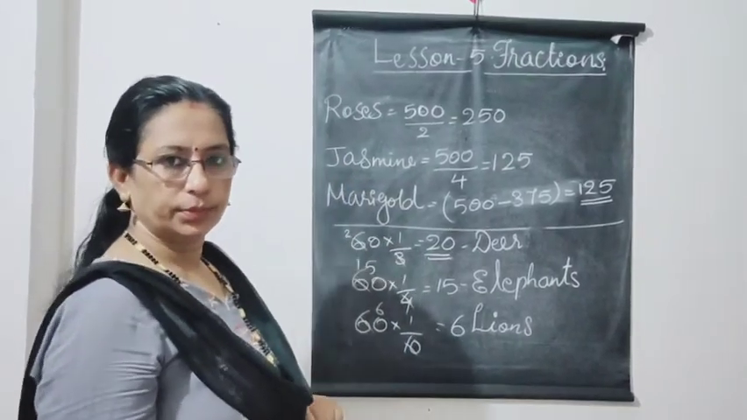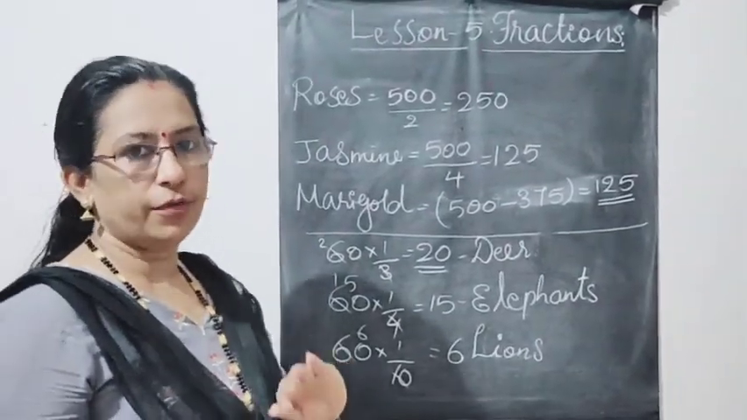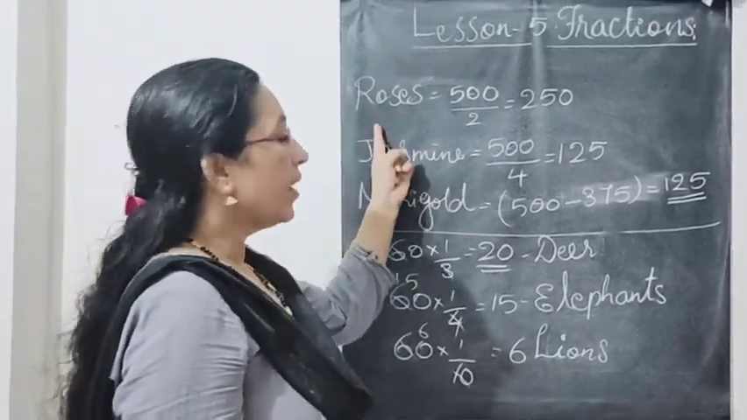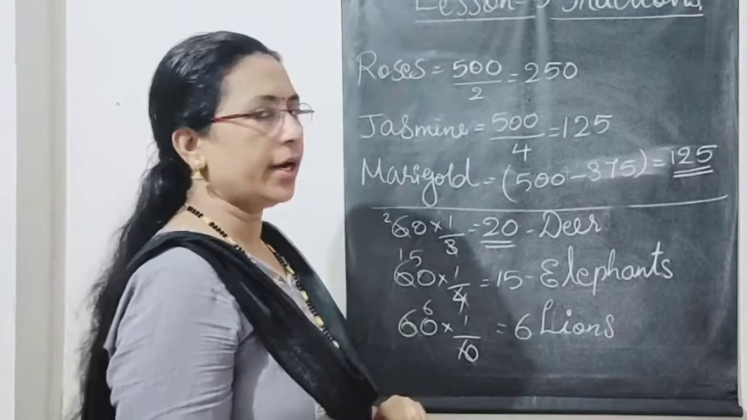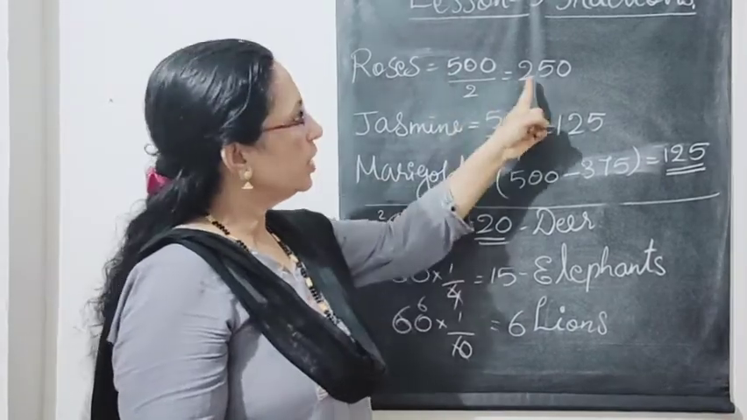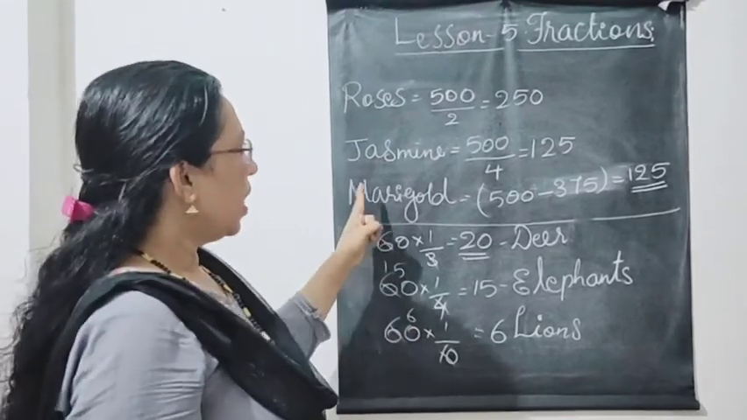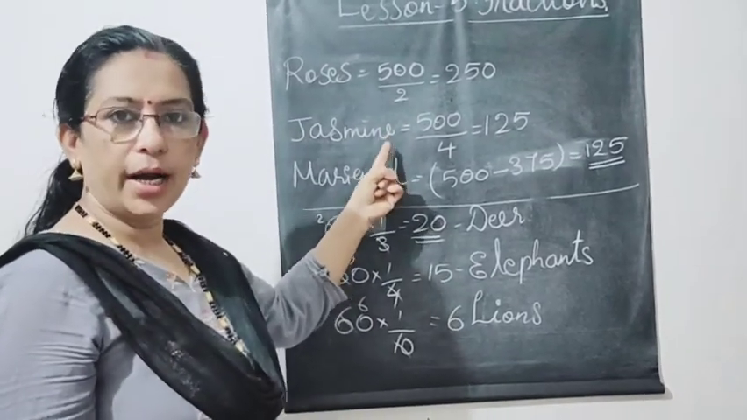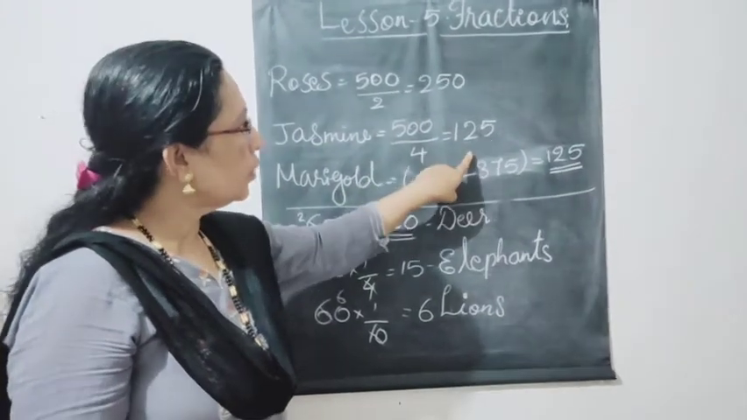Students, see the board. How many roses are there? Half of 500. Total how many flowers are there in the park? 500 flowers. And 1/2 means half are roses. So we have to find the half of 500. 500 multiplied by 1/2, that means 500 divided by 2 is equal to 250. 250 roses are there. Now, how many jasmine flowers are there? 1/4 of 500. That means 500 multiplied by 1/4 is equal to 500 divided by 4 is equal to 125.